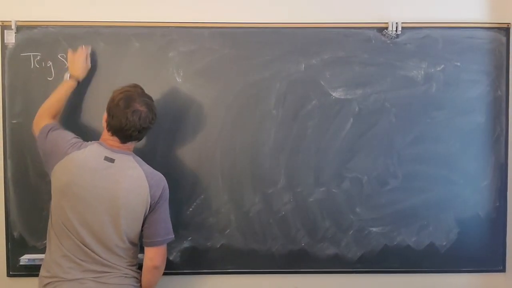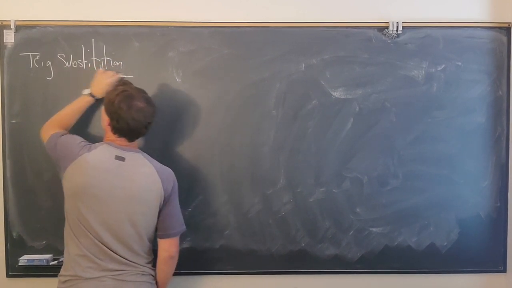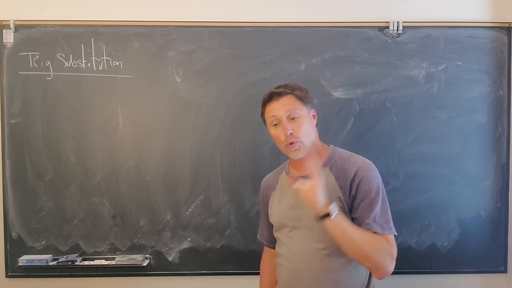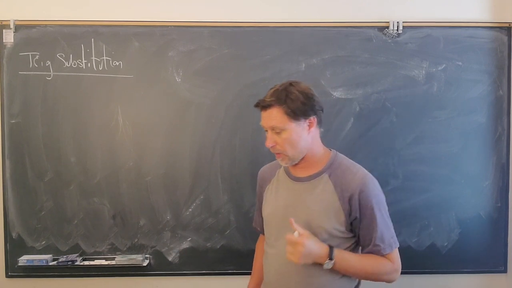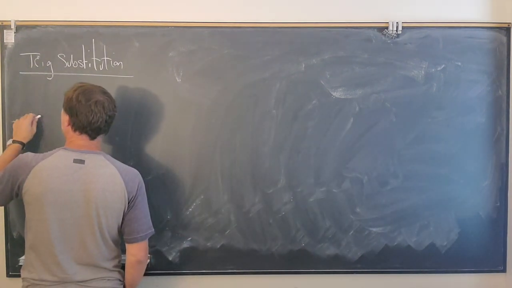that allows us to deal with square roots. Let me get that written. So trig substitution is a technique that allows us to deal with square roots that show up in integrands. So I'm going to make a little table here, and we're going to need this table.